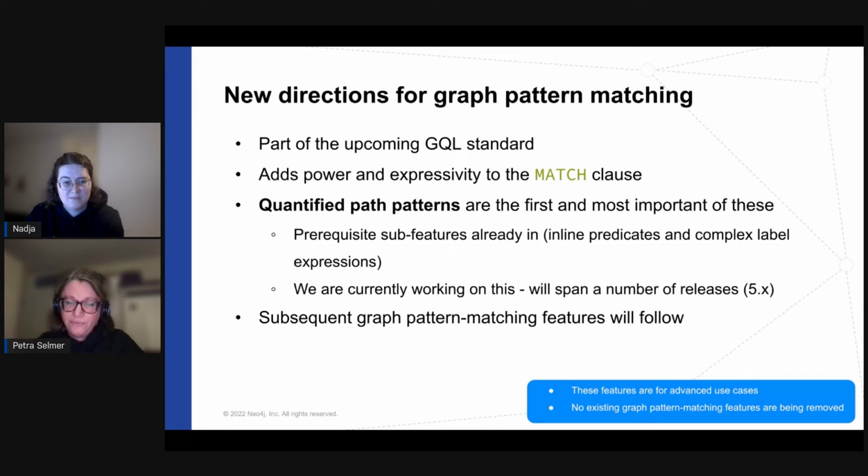What I do want to preface all of this with is that these features are definitely for advanced use cases. So it's not the case that users beginning with Cypher will necessarily find this useful or workable at all. These are literally for people who are experienced with Cypher and want to be able to express more complicated expressions to match patterns in the graph. Furthermore, I want to make it very clear that we are not removing any existing graph pattern matching features. For all of those who love and know the existing pattern matching expressions, they will remain. So this is purely additive.